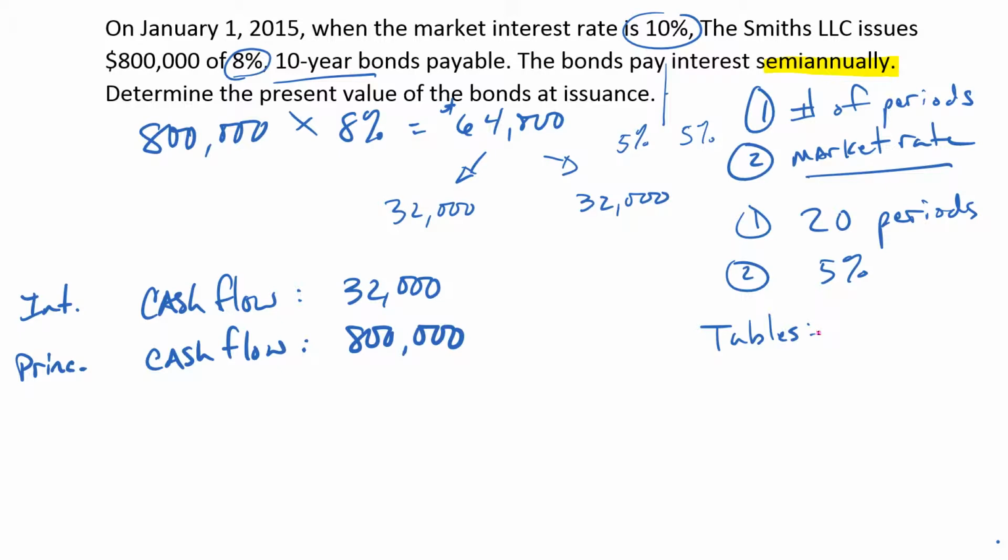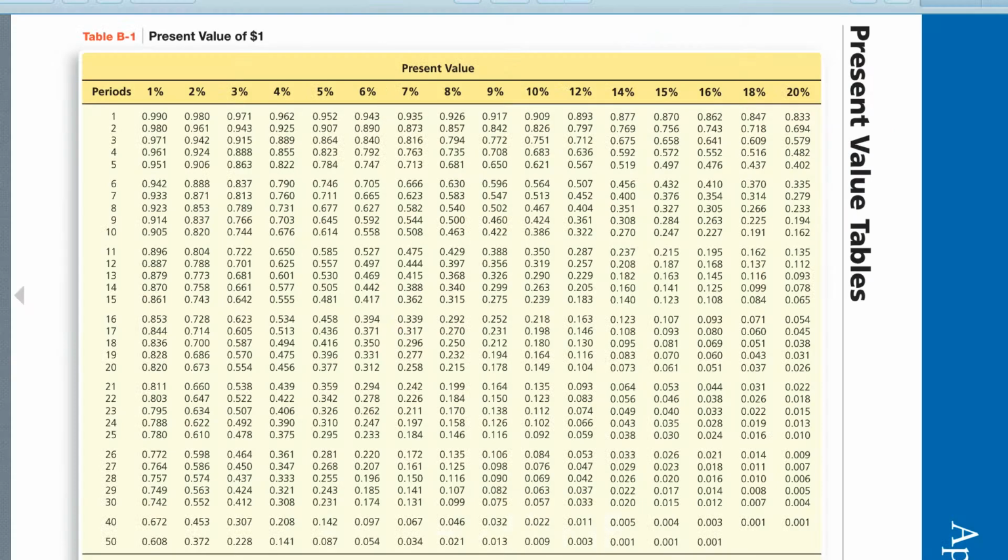Alright, so let me erase that, and we'll take a look at the table. So I'm going to open up the tables now. Alright, so this is a common table here. This is present value of $1, or sometimes called present value of a single sum. What it means is it's a one-time amount. And remember, I've doubled the periods and half the interest rate. So 5% for 20 periods.